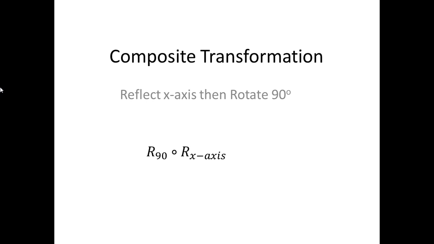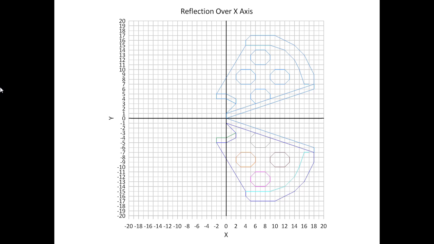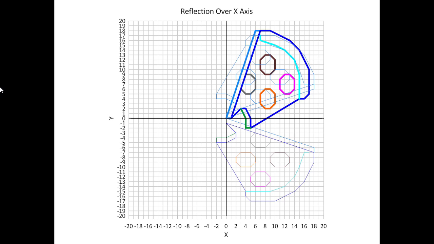So let's look at that first. Let's look at the reflection over the x-axis, followed by the rotation of 90 degrees. This original pizza is the gray ghost up in quadrant 1. The reflection over the x-axis is the colored light line version down in quadrant 4. We then rotate that 90 degrees, and we get a figure like this. Taking away the original figure, we can see it more clearly.